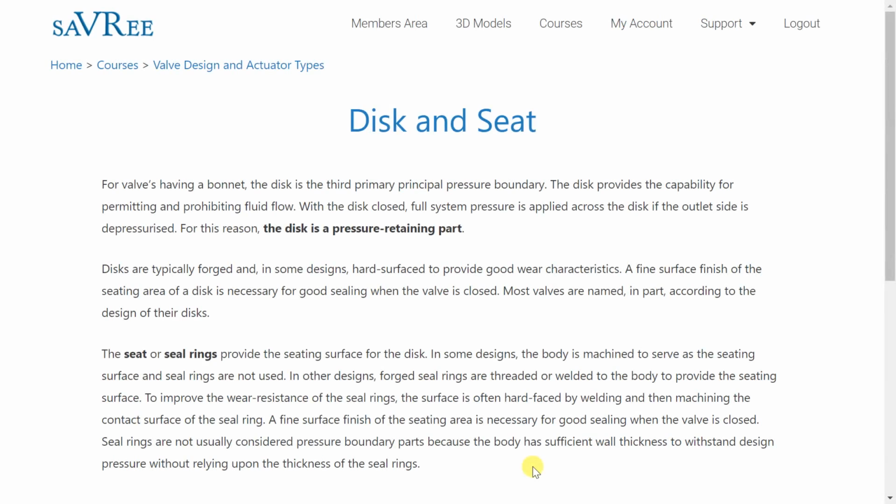disc and seat. For valves having a bonnet, the disc is the third primary principal pressure boundary. The disc provides the capability for permitting and prohibiting fluid flow. With the disc closed, full system pressure is applied across the disc if the outlet side is depressurized. For this reason, the disc is a pressure retaining part.